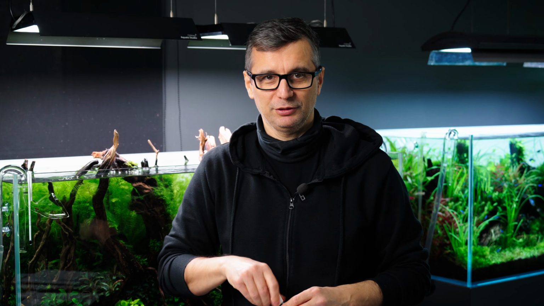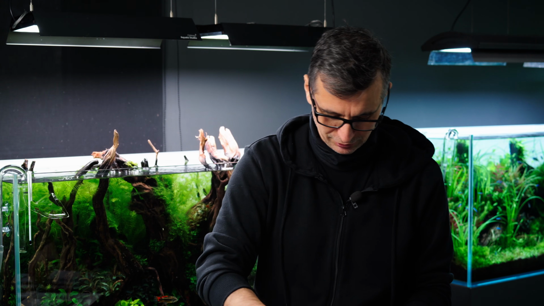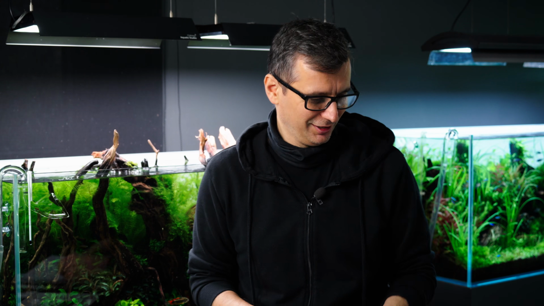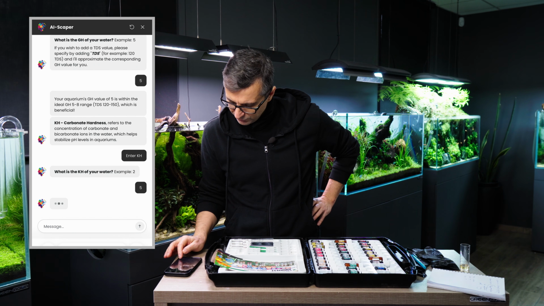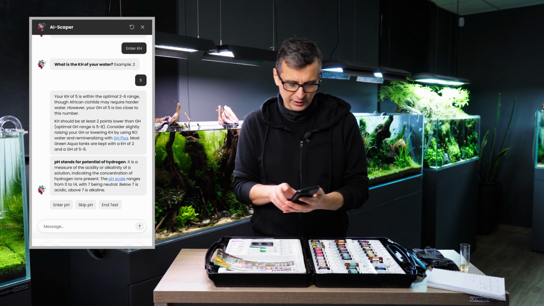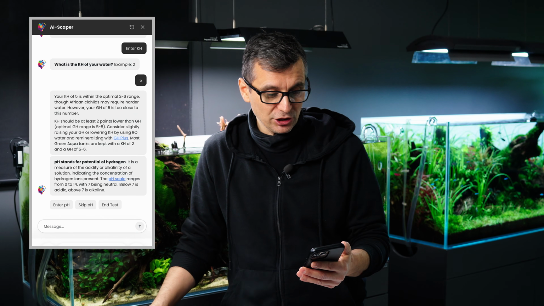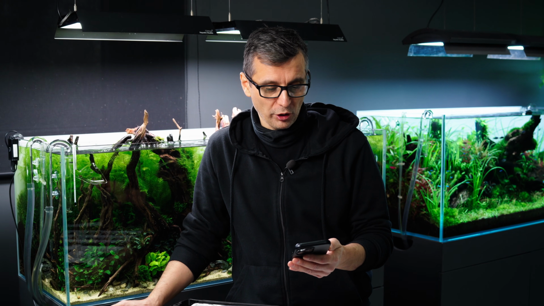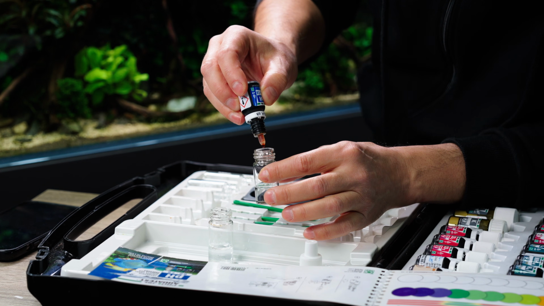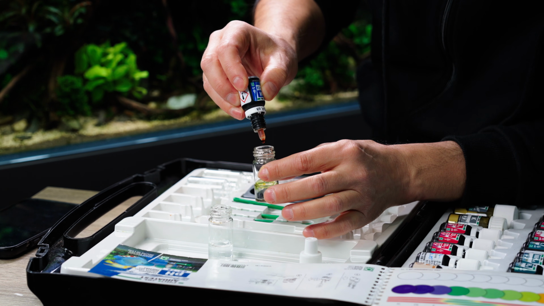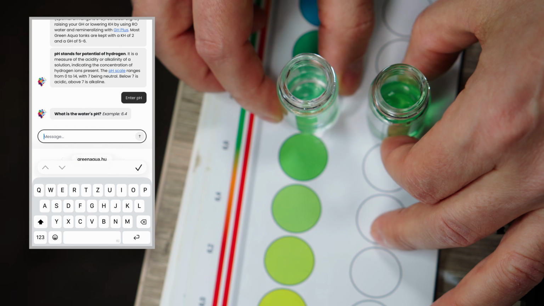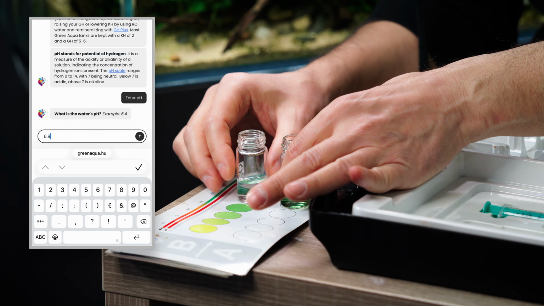I love that we found it out. Now I'm being enthusiastic about it. I'm such a nerd. And I will enter 5 and it will immediately tell me that the range is okay, but the KH should be 2 points lower than GH. Next one, pH. Okay, so I would say the pH is 6.8.